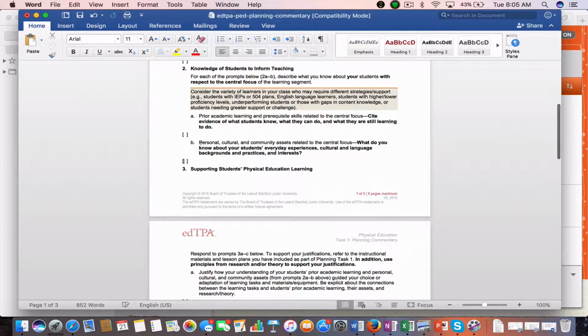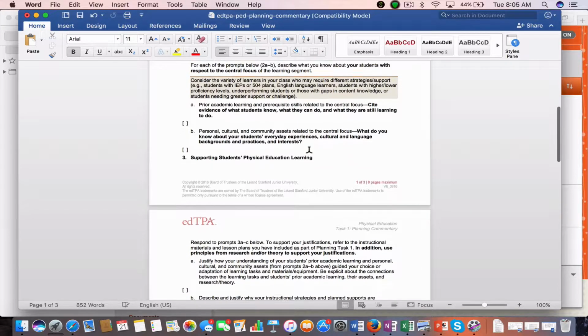And just remember what's really important, and we've already done this, is that whatever you write in this bracket, and in this bracket, it's always connecting back to your central focus. Your central focus is your brain for this, right? It's your thesis. So all of your objectives and your standards and the prior learning and the personal and cultural community assets all connect back to your central focus.